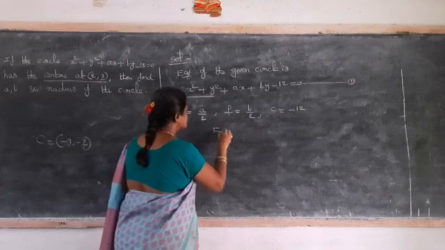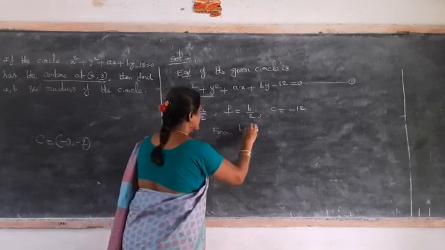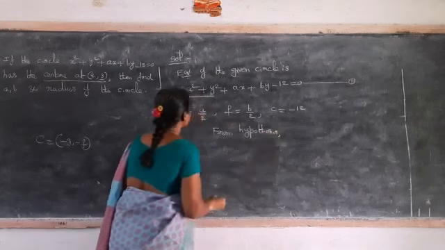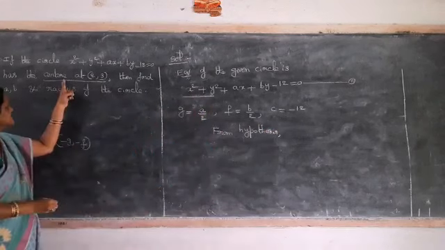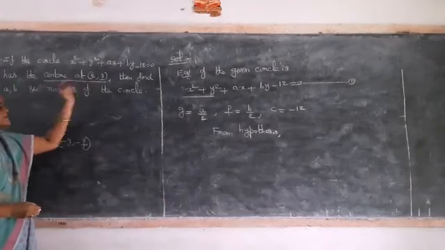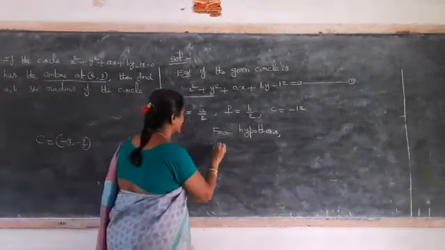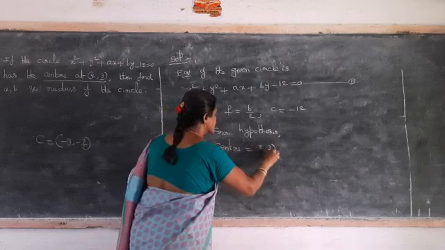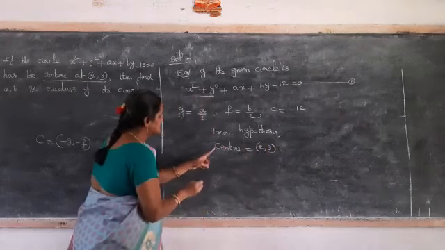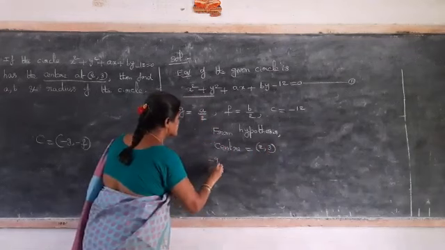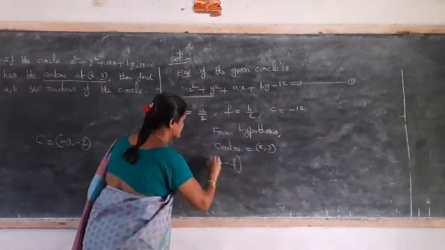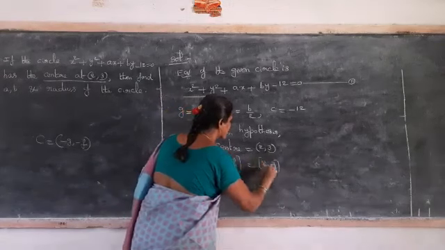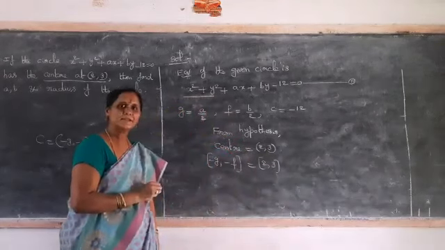Okay, now I touch the hypothesis. From the hypothesis, our hypothesis is that center is equal to (2, 3). So I add center is equal to (2, 3). So center formula (minus g, minus f) is equal to (2, 3). Okay, now I do comparison.